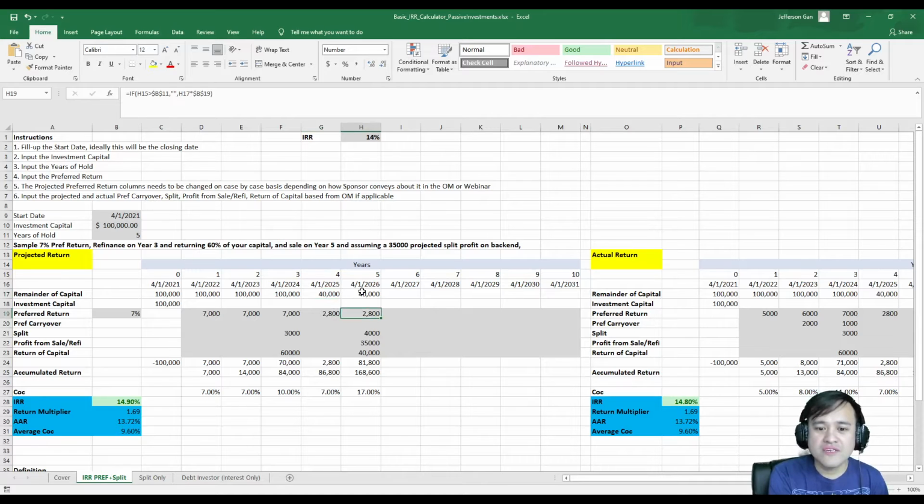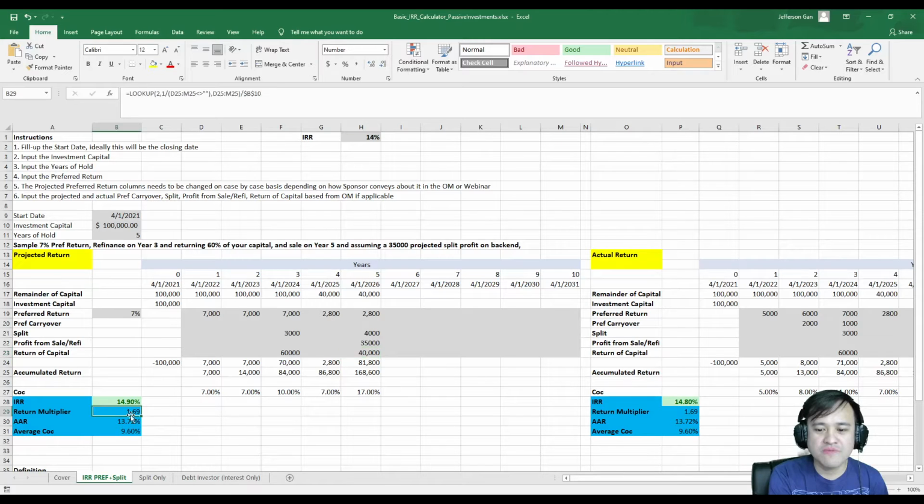Then in year 5, in this example, there will be a sale. On sale in year 5, it will have a projected, let's say, 4,000. Then the profit from sale or refi is 35,000. Then it will return your 40,000 capital. So in this projected return model, there will be a 14.9 IRR.